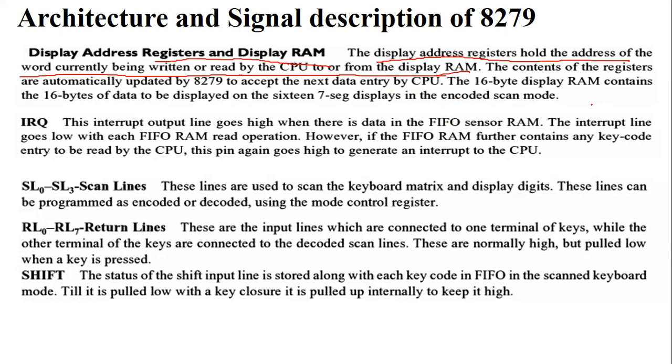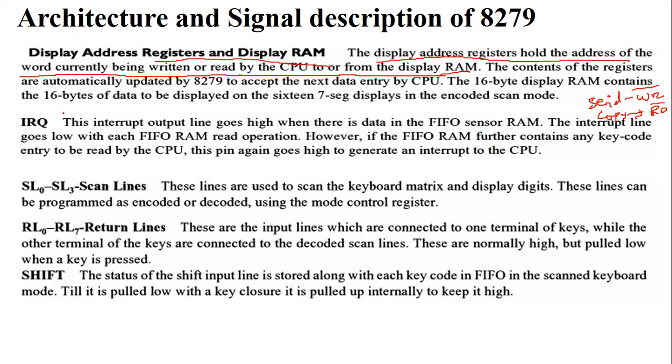Read means my information is stored in the 8279 and wanted by the microprocessor, so it performs the read operation. The information is then available at the CPU. If you want to send information to the 8279, at that point we perform the write operation. For sending information, write operation. For copying information, you use the read operation. Remember.